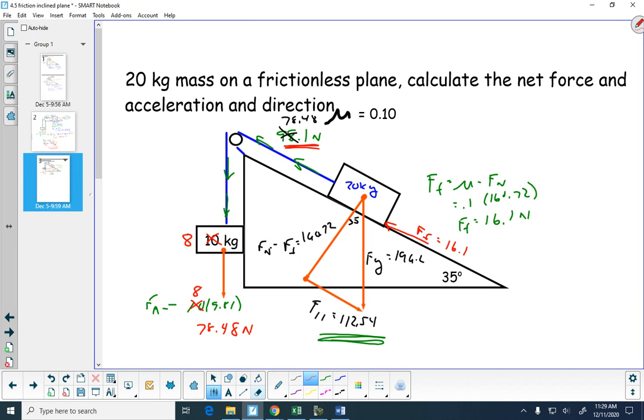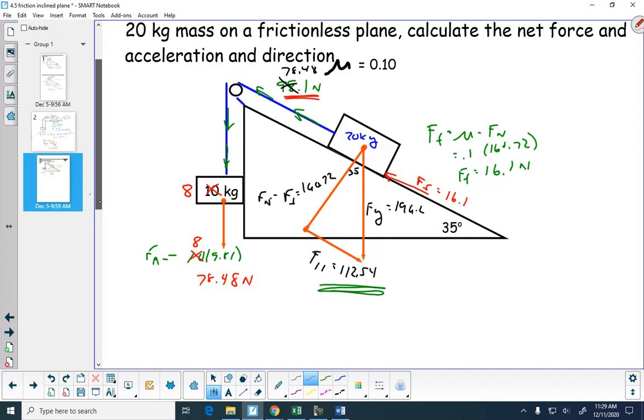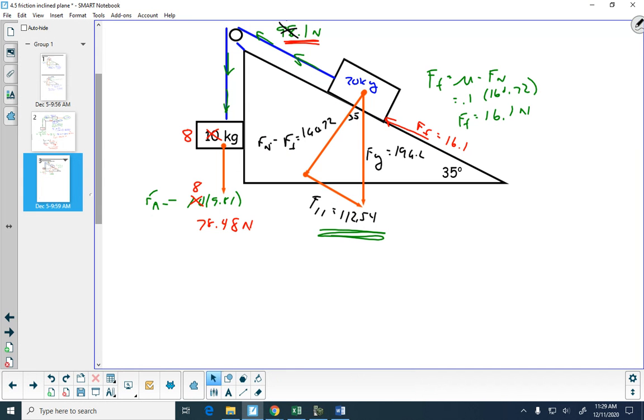So if we take a look at our net force, go ahead and find the sum of your forces in the direction of your motion. Find your net force and then find your acceleration.